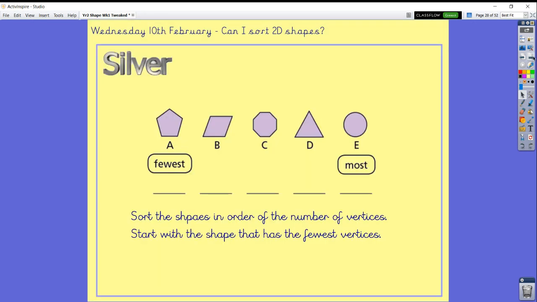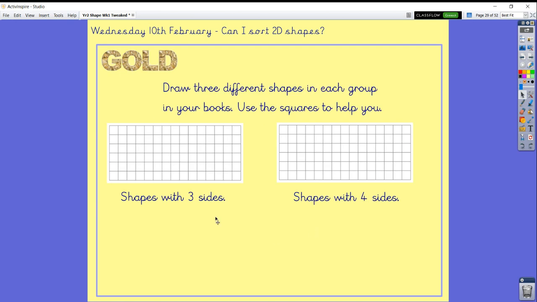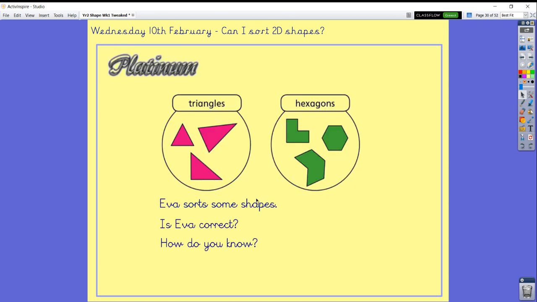Okay, so finally we are on to our activities. Now, having a look, this is really similar to one we've already done. Can you order our shapes, thinking about their vertices, and look at the labels we have? We have then got an activity where we would like you to make some groups of shapes, shapes with 3 sides and shapes with 4 sides. And finally, our platinum group. Has Eva sorted these shapes correctly? And how do you know? Is there an odd one out maybe?